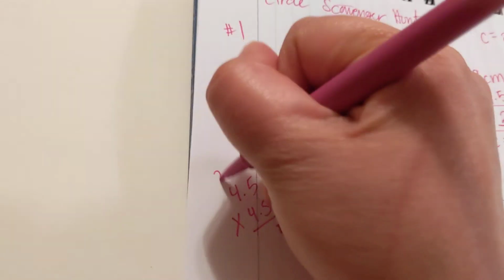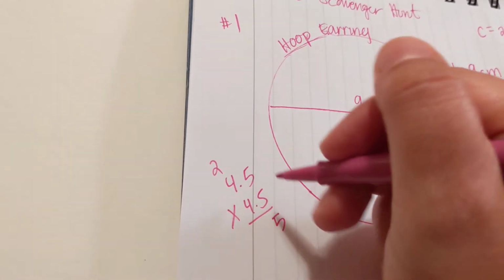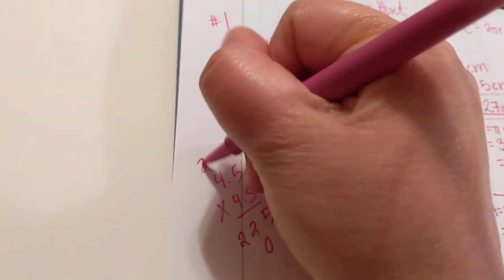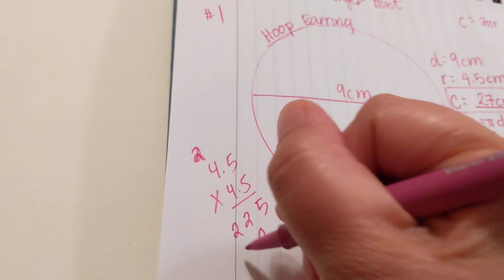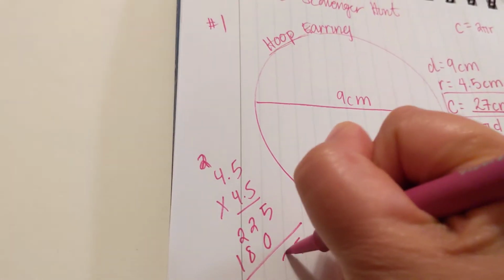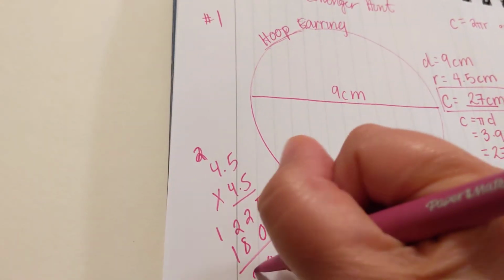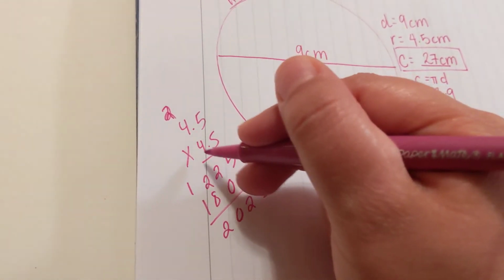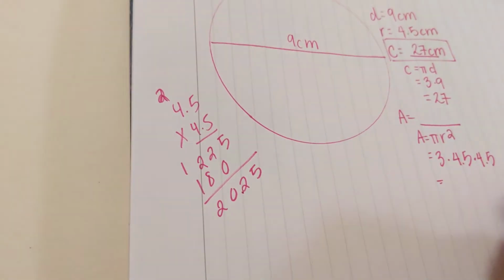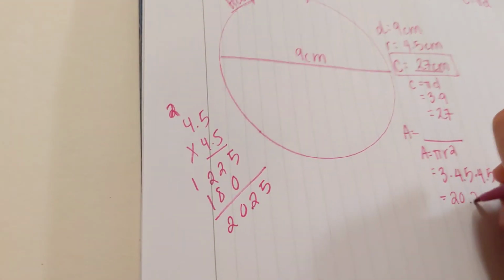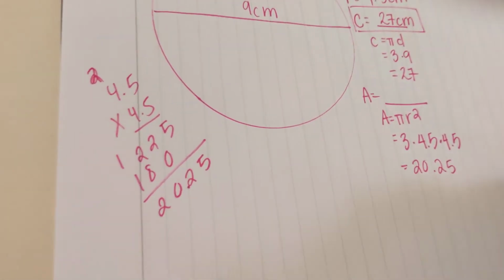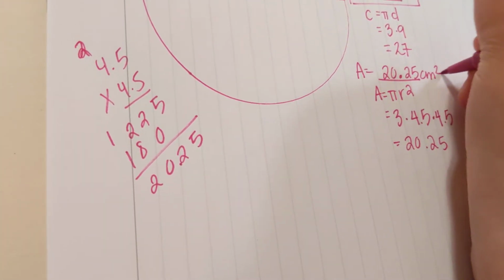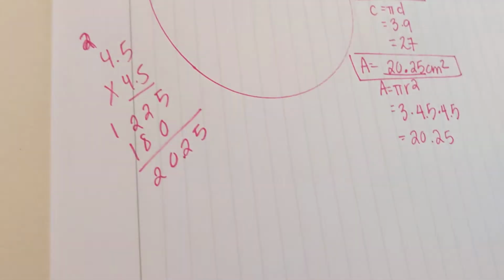So real quick, I'm going to multiply this. That's 25. Carry the 2. That is 22. 4 times 5 is 20. Carry the 2 again. 4 times 4 is 16. Plus 2 is 18. Add that all up. I should get 2025, but I have 2 numbers after the decimal in total, so I should have a decimal there. So my answer should be 20.25. My area is 20.25 centimeters squared. Okay?